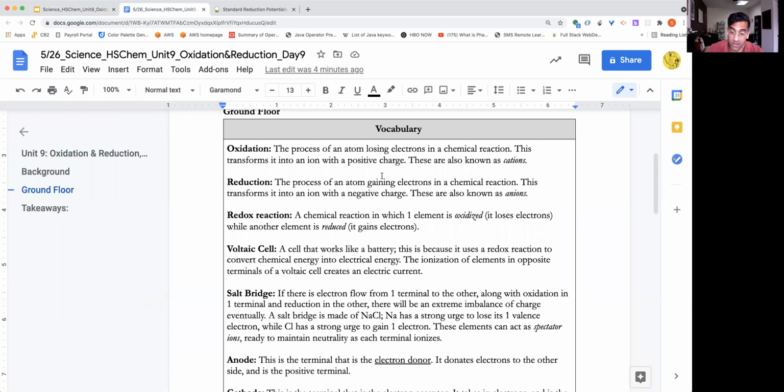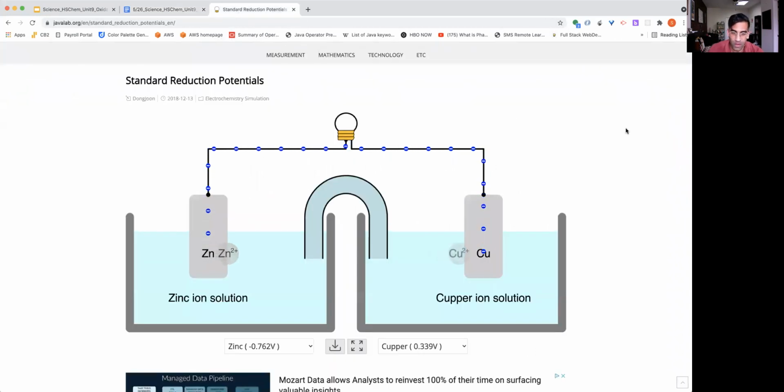And the redox reaction, as I said before, is a chemical reaction in which one element is oxidized, it loses the electrons, while another is reduced. And before we talk any further about the Voltaic cell, I'm going to show you a picture of it. So several things are going on in this simulation. It's very helpful.